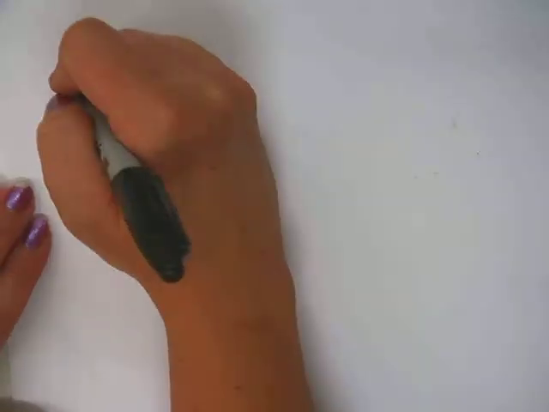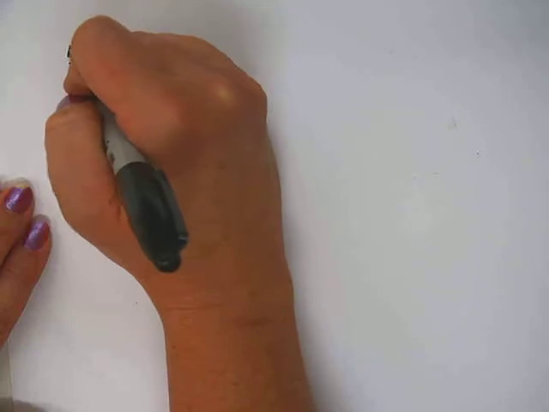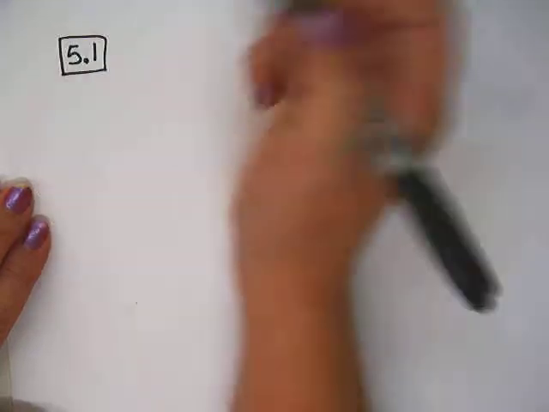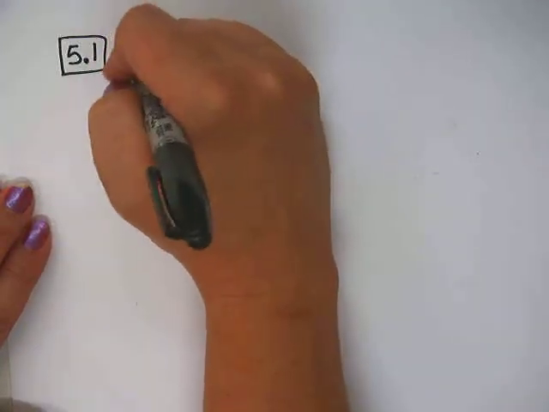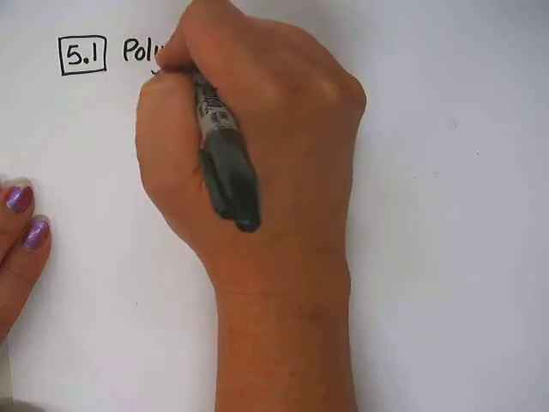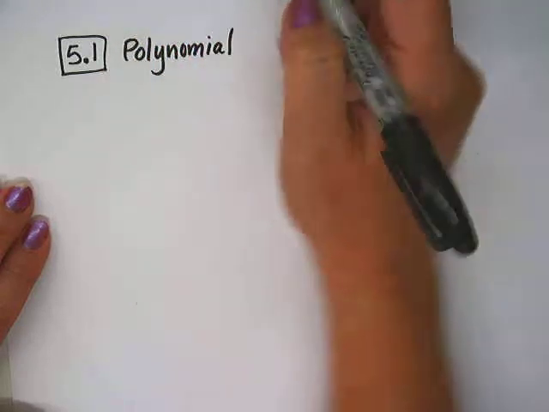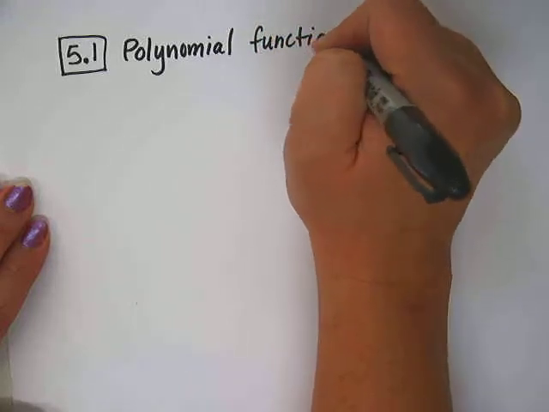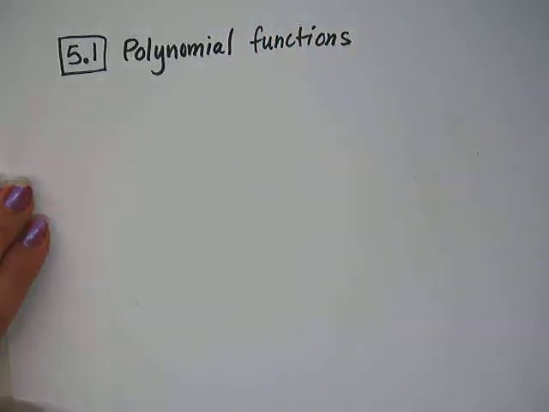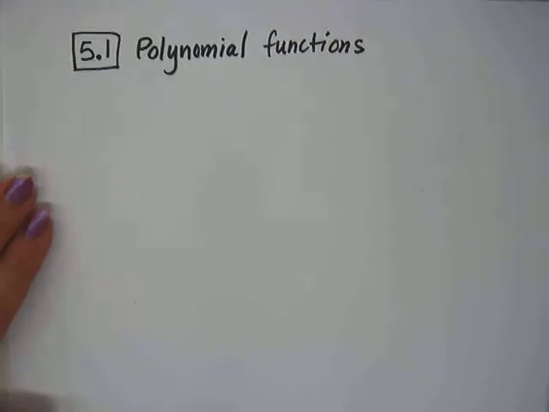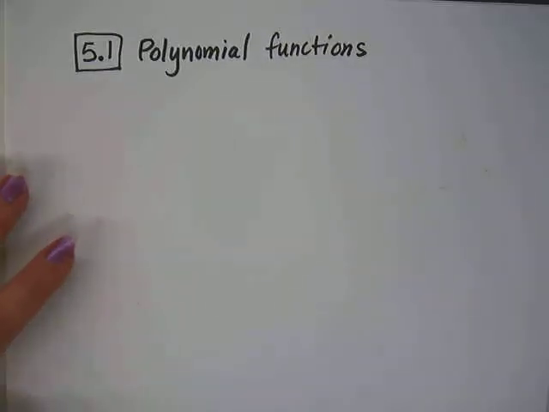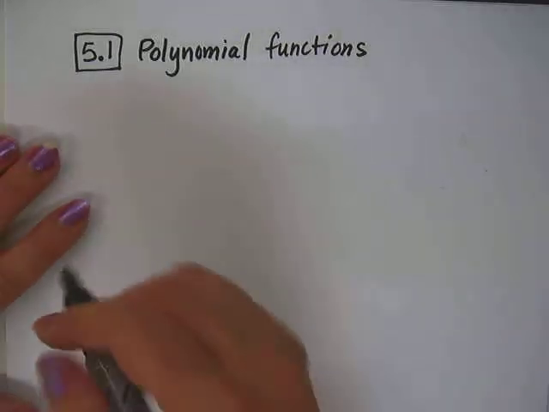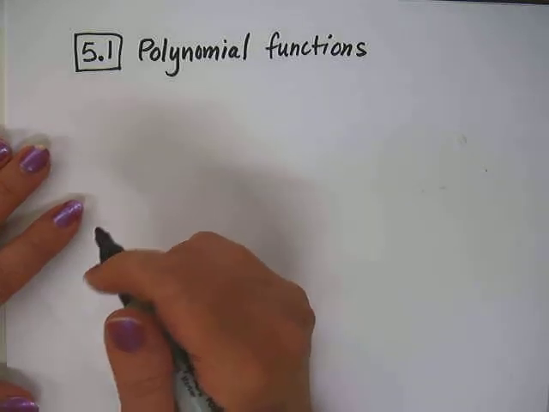Okay, we're doing section 5.1, new chapter, learning about polynomial functions. Polynomial functions include linear functions and quadratic functions and other functions that are smooth and continuous and have exponents that are not negative or fractions.